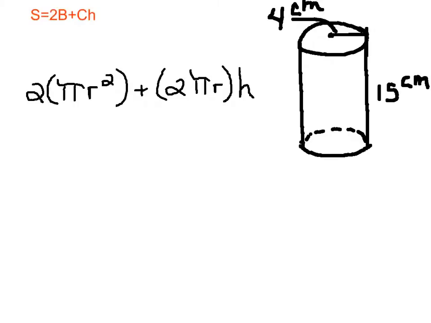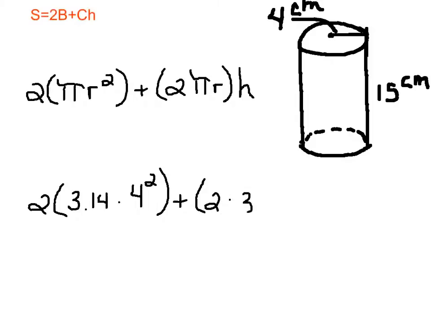We've got 2 times pi, we're going to use 3.14, times the radius, which is 4, squared, plus 2 times pi times the radius times the height of the cylinder. We'll do what's in parentheses first. Our exponent would be 3.14 times 16.